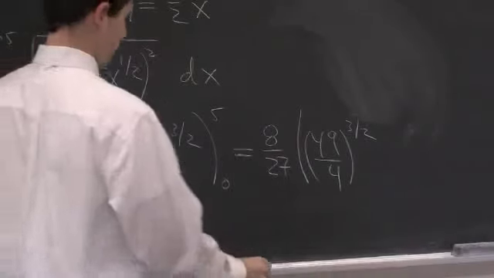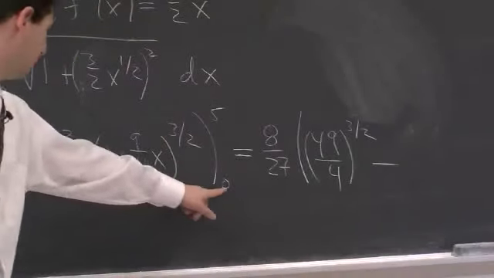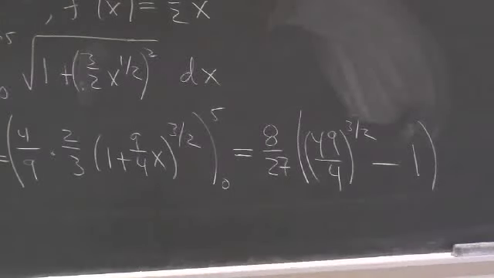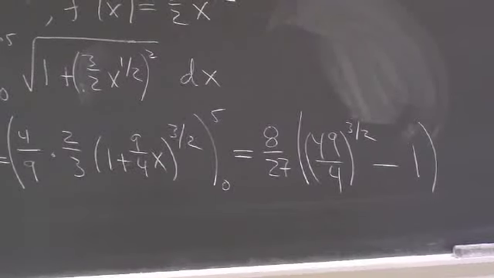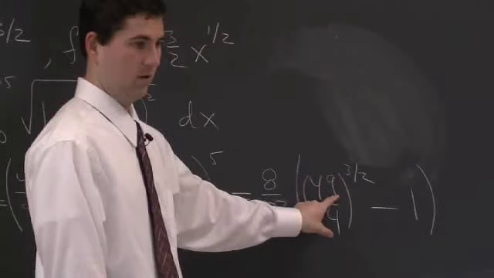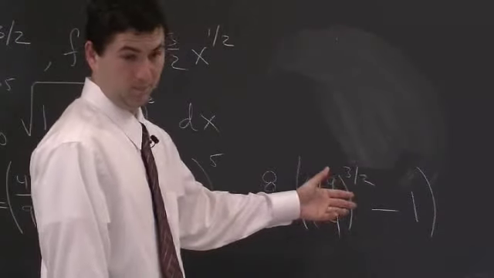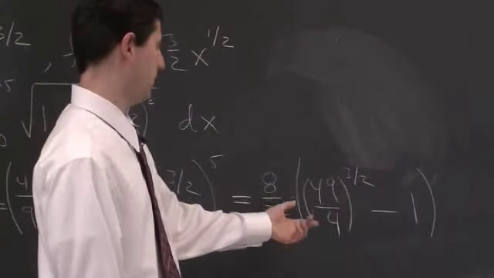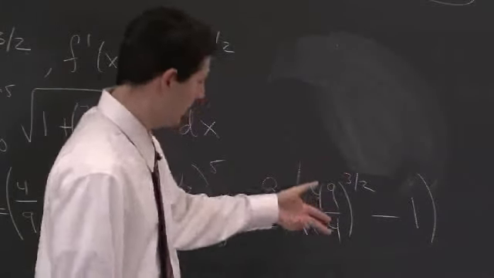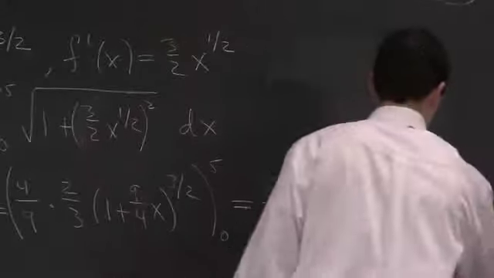And then you have to subtract. What happens when you plug in 0? When you plug in 0, you just get 1 to the 3/2, so it's 1. Up to any arithmetic mistakes we've made, that's what you get. You can actually do something with this, because it's easy to take the square root of 49/4. You get 7/2, and then you cube it, and you get 343 over 8. I guess I'll write that, as long as I'm here.